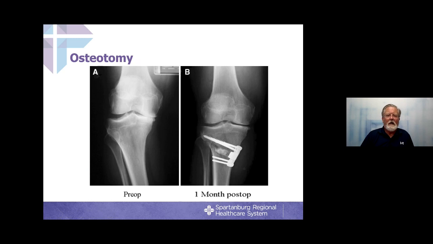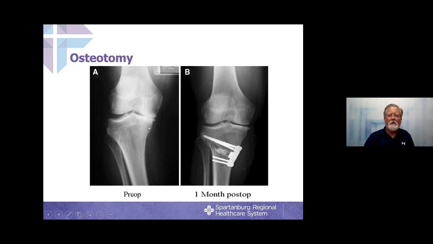We mentioned osteotomy for the younger, more active patients with malalignment. This here is a knee that is genu varum, bow-legged. This is the inside part of the knee. This is the outer part of the knee. Now, this is a weight-bearing X-ray. The patient is standing up when this X-ray is done. As you can see, it completely collapses on the inside.